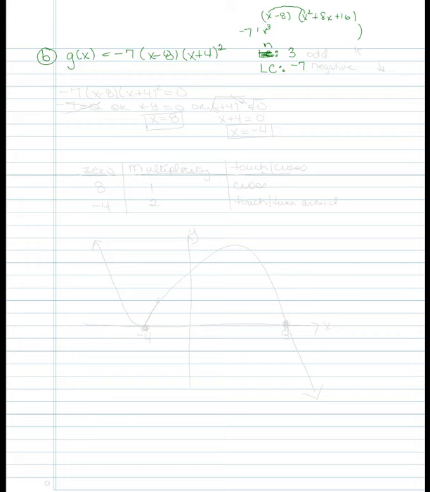So we have an odd degree and a negative leading coefficient. What are our end behaviors? It's going to rise left and fall right. I still have all that information on the board, so if you need to look at it. Okay.